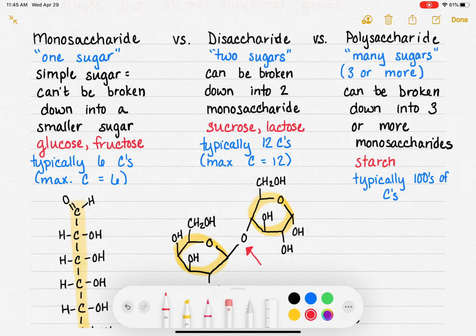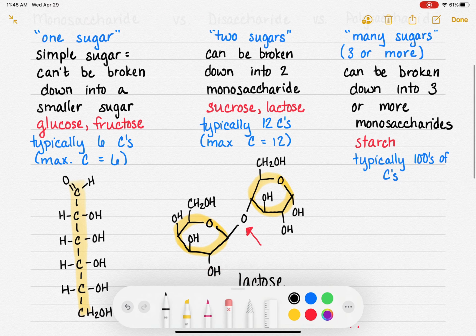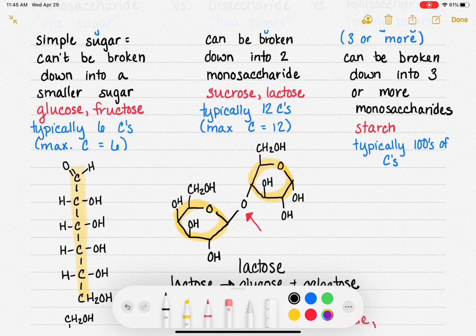Now, with polysaccharides, we're not going to draw a picture in our notes of polysaccharides because they're pretty big. We are going to look at the structures of polysaccharides when we come to them in this chapter. So all that I'm going to really say in terms of polysaccharides, starch, when starch is digested, it breaks down to anywhere from hundreds to thousands, depending on how big the starch molecule is, hundreds to thousands of glucose molecules.